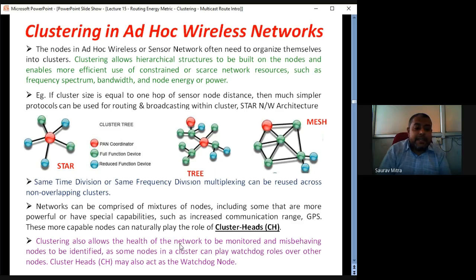Finally, clustering also allows the health of the network to be monitored and misbehaving nodes to be identified. If any node has gone bad, or it is behaving very erratically, that node will be thrown out, and it is possible only if you are using a cluster head or proper clustering technique. Some nodes in a cluster can play watchdog over the other nodes. Watchdog means it is there just to keep a watch over other nodes. So the cluster head can be the watchdog.